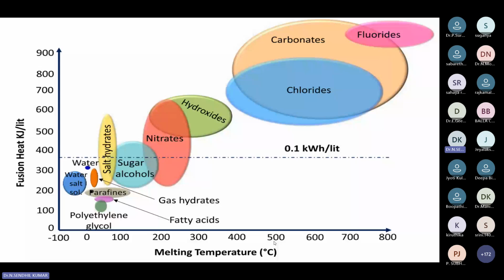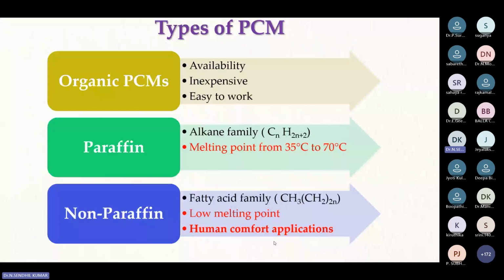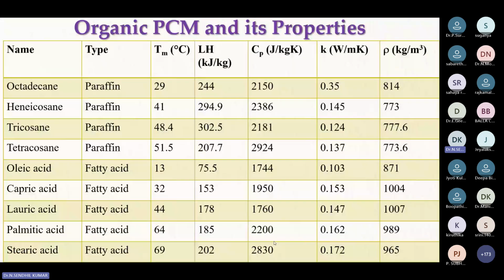That is another thing. You can see here the organic PCMs that are available. You have to see the cost also, very important. I said already, cost and performance trade-off. So organic PCMs like paraffin and non-paraffins are there. The main thing is the paraffin's melting point temperature is 35 to 70 degrees. You have to choose your paraffin according to your application. Non-paraffin is mainly for thermal comfort applications, with low melting point. So accordingly, you have to choose. Here I listed some of the organic PCMs: octadecane, tricosane, tetracosane, oleic acid, capric acid.